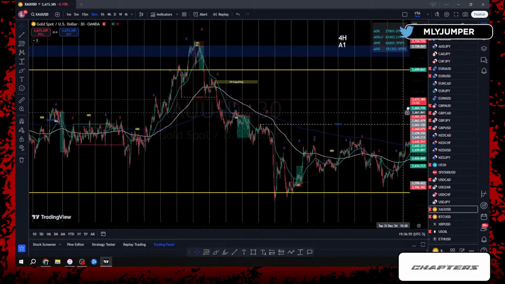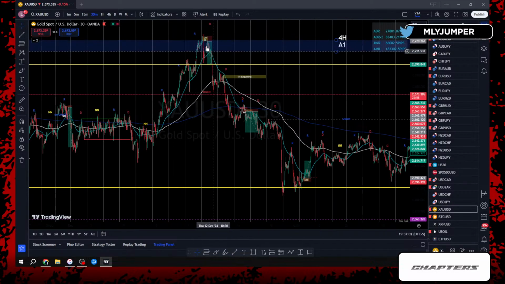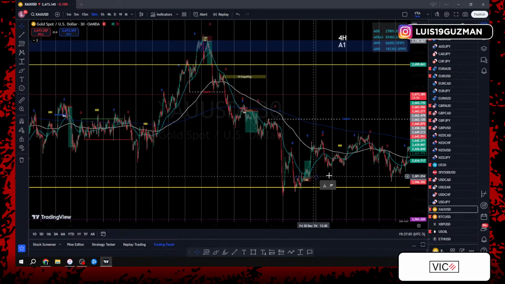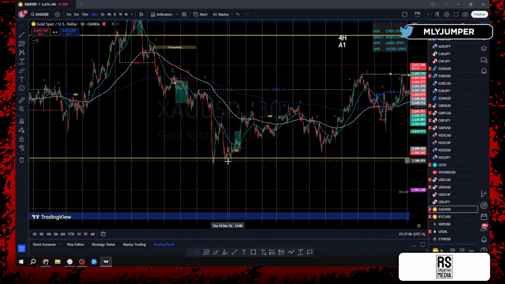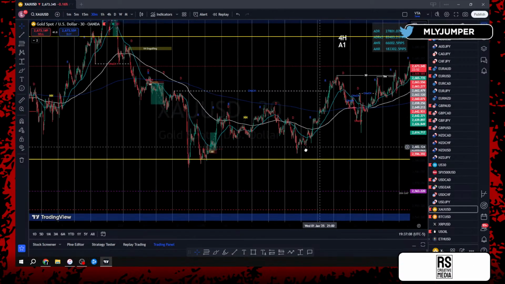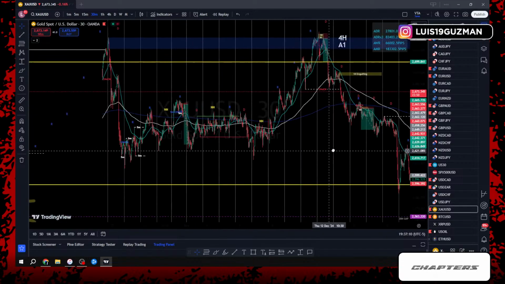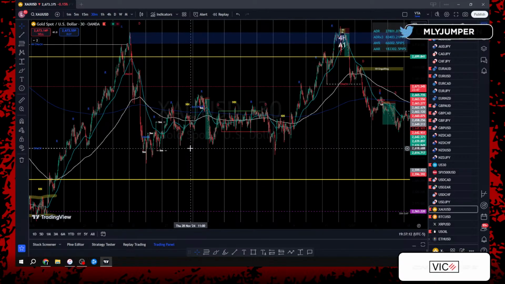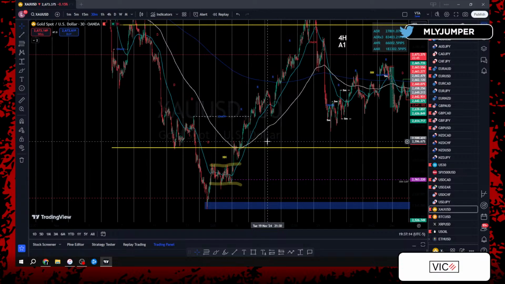This is what I'm saying, this is why I don't delete my charts. We get a rejection of the highs, we go right back down to the bottom. We get a rejection of the lows, we go right back to the top side. It's that simple. This is not rocket science. It is not rocket science. It really is that simple, right?